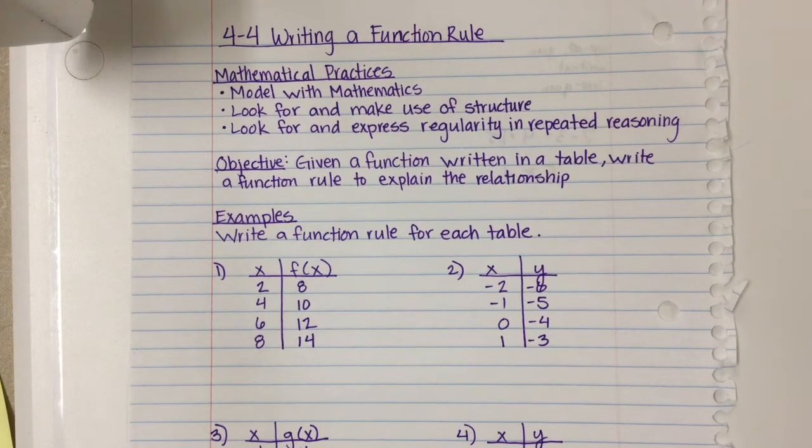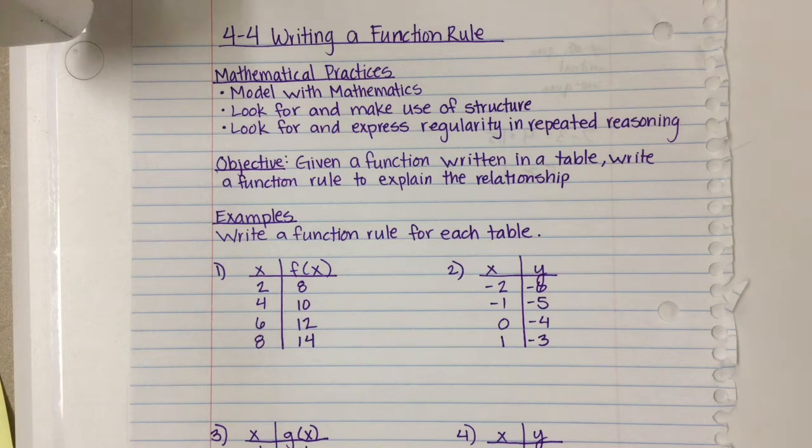Today we're going to take notes on section 4.4, which is on writing a function rule. We're going to focus on 3 mathematical practices: model with mathematics, look for and make use of structure, and look for and express regularity in repeated reasoning. Basically, you're going to be looking for patterns, and then writing rules, in other words, structures, to model those patterns. The objective of this lesson is, given a function written in a table, write a function rule to explain the relationship.